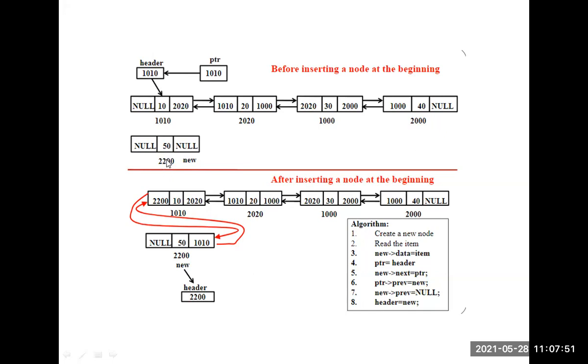I want to insert it at the front. If you want to insert at the front, the left link contains null and the right link contains the next node address. The next node address is 1010, which is stored in head. So this part we call temp of right link. Temp of right link equal to head, and head of left link equal to temp.